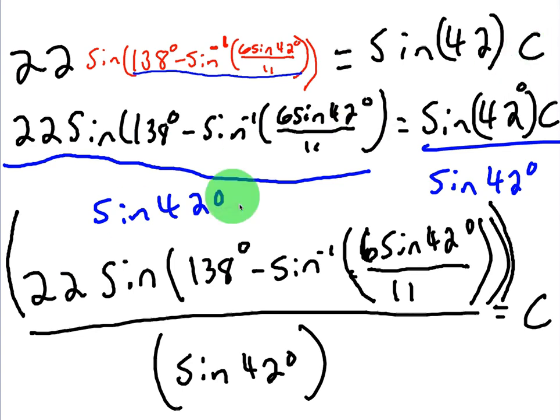Then we're going to divide everything by sine of 42. That way we can get little c by itself. And this is what we're going to be plugging into the calculator. Now, since I've already done this part, I might as well just expand on it, multiply all this by 22, and then divide by sine of 42. And that will tell me what little c is. So let's do that.